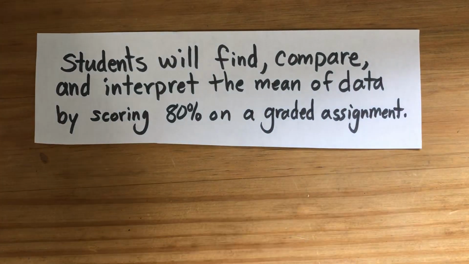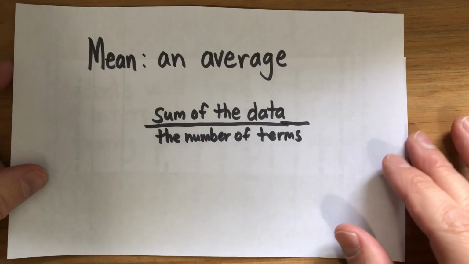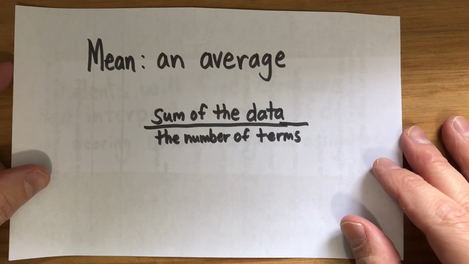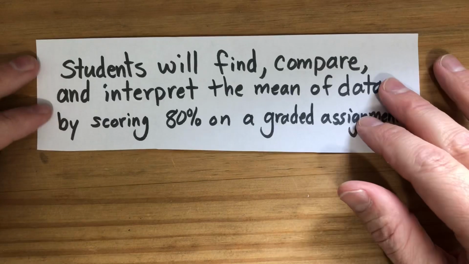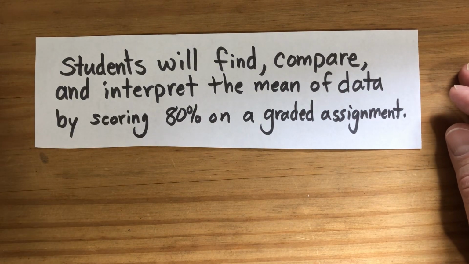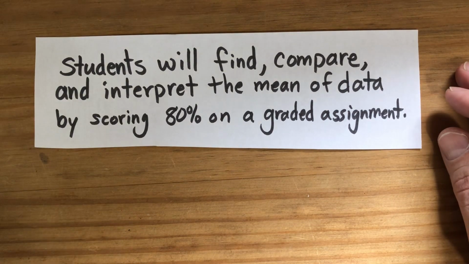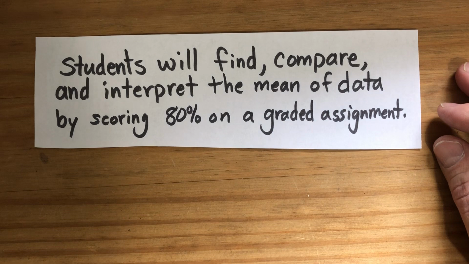This is our second video on mean, and yesterday we learned that mean is an average, and we calculate that average, the mean, by getting the sum of the data and dividing it by the number of terms. So our goal today again is to find, compare, and interpret the mean of data by scoring 80% on a graded assignment. We're going to have an added focus today on outliers and how we sometimes need to interpret the mean and recognize that the outlier affects that mean.